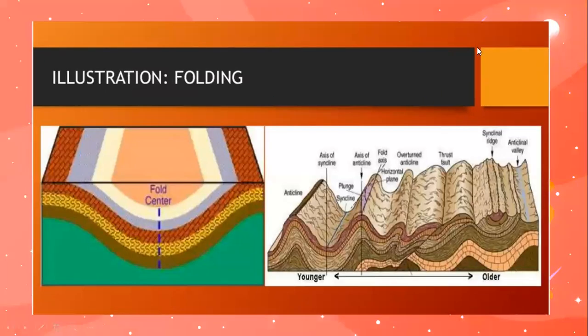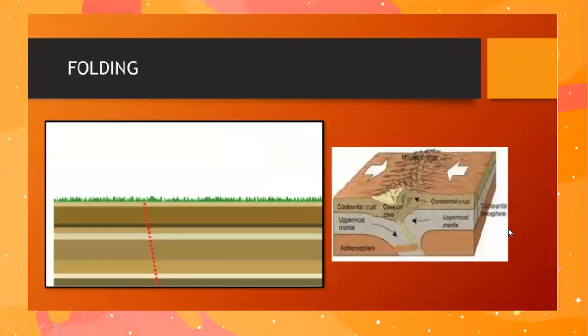Okay, so here's an illustration of folding. It folds like a cloth, right? The folding also affects the way the Earth's crust looks. Folding also results in the formation of mountains.